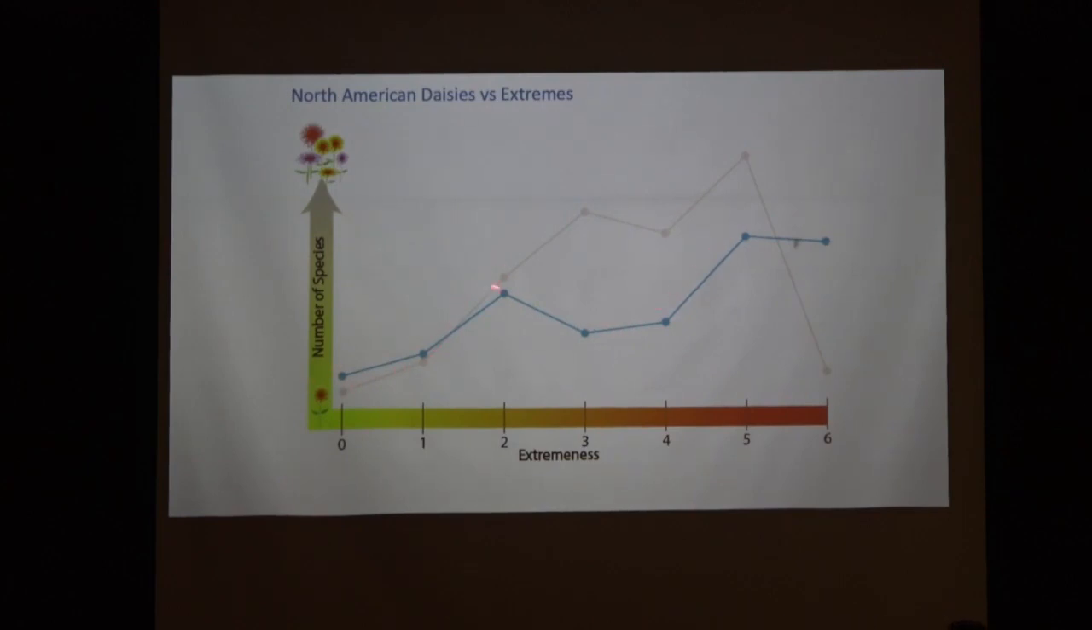So as your environment becomes more extreme, as it becomes less what we thought was hospitable, daisies are actually volunteering to be there, or at least have found a way to be there. And not only have they found a way to be there, but they've thrived there because there's lots of different species. So something about being a daisy has allowed them to grow in these really difficult, dicey situations.